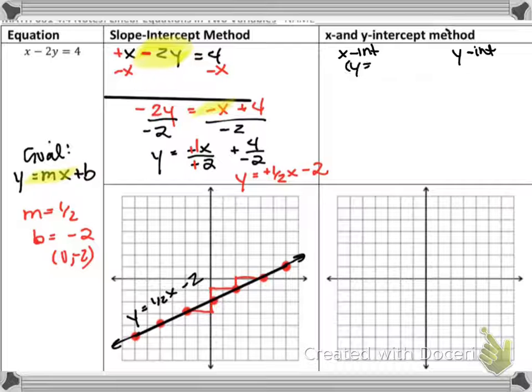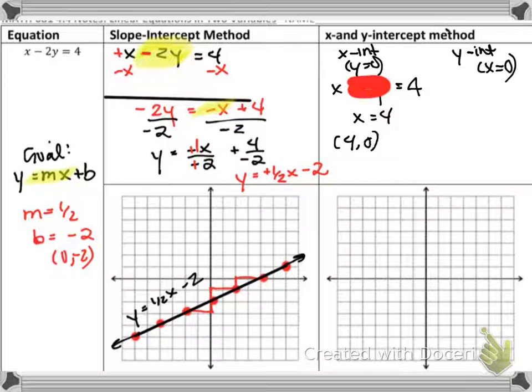So remember, to find our x-intercept, we have to let y equal to 0. And to find our y-intercept, we set x equal to 0. So we have x minus 2y equals 4. This time I'm going to use the cover method right away. I'm going to cover up the term that has the y in it so that all that is left is x equals 4. So that gives us the ordered point 4, 0, which we can then graph.